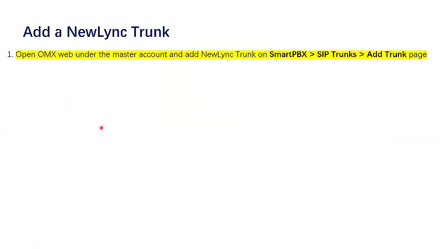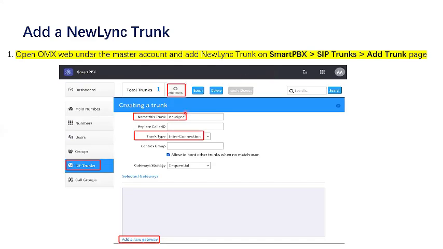So how to add a Newlync trunk? You need to open OMX web under the master account and add a Newlync trunk on Smart PBX SIP trunks. Go here, SIP trunks, add trunk, and the name of the trunk. And of course, you can select the trunk type. Actually, there are two options here. Basically, the first option is normal, and the second one is interconnect.